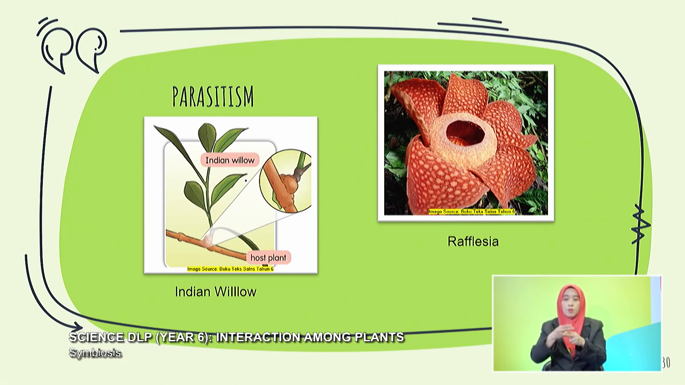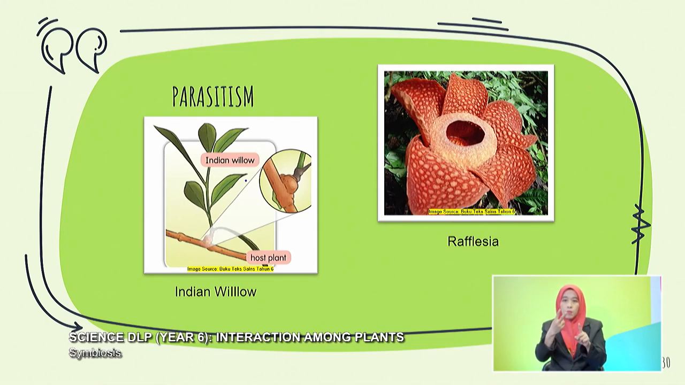And there are three examples that I would like to share with you today. The first one is called the Indian willow. The Indian willow is actually a plant that attaches itself to the branch of another tree. Its roots will penetrate through the body of the tree and suck out all the nutrients and water from it. Oh no! So in the long run, that branch will die.